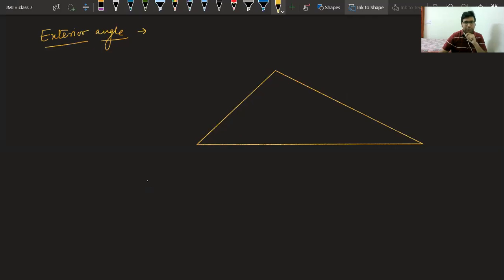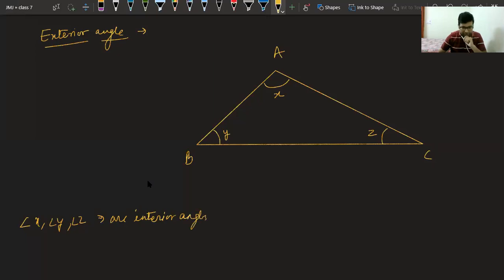Try to understand. Class, this is a triangle ABC. This is your interior angle, this is your interior angle, this is your interior angle. Suppose I say X, Y, and Z. Angle X, angle Y, angle Z are interior angles because they are coming inside the triangle. Now, to understand what an exterior angle is, we have to extend.